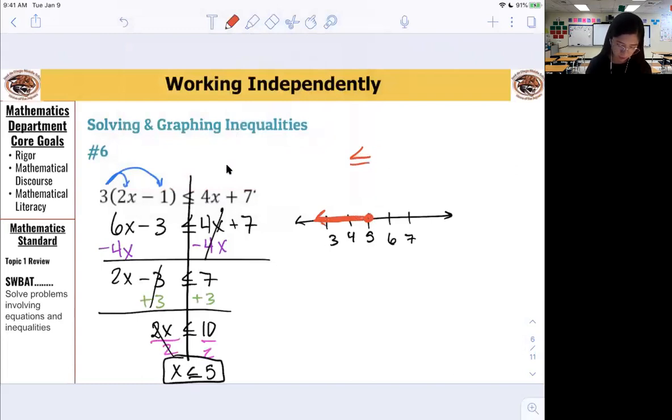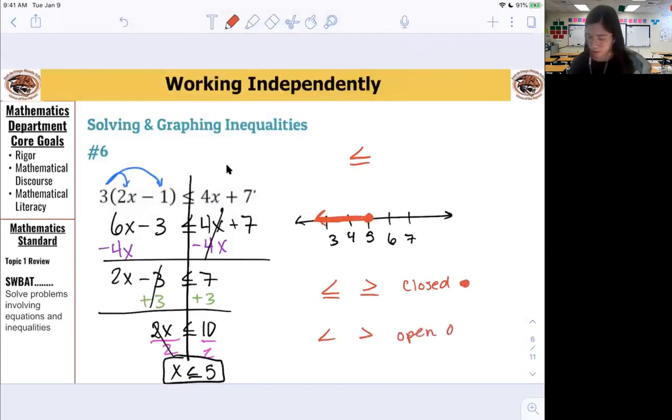The other thing, quickly reviewing, if you have a less than or equal to or a greater than or equal to sign, that's going to be a closed circle. If you have just less than or just greater than, that's going to be an open circle. So that's why I had a closed circle in this problem.